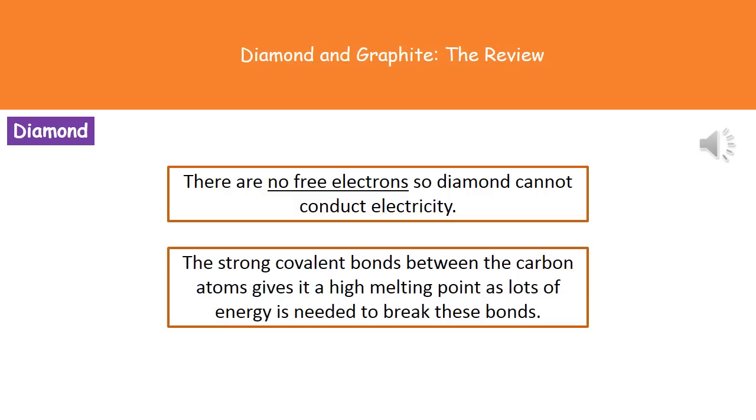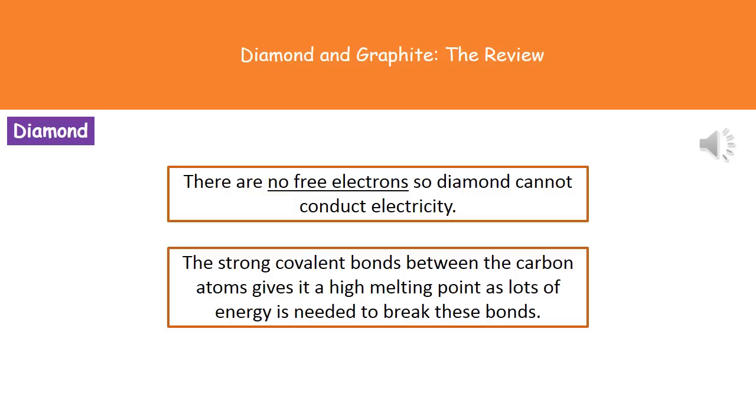Now we need to understand why we get a couple of these properties. So the first one that we can see there is the reason that our diamond cannot conduct electricity is because it has no free electrons. So that's the phrase we really need to remember there. If we're asked why the material doesn't conduct electricity, it's because there are no free electrons.